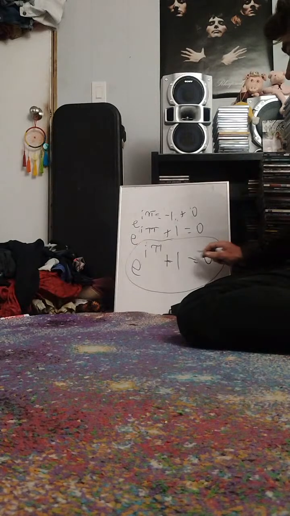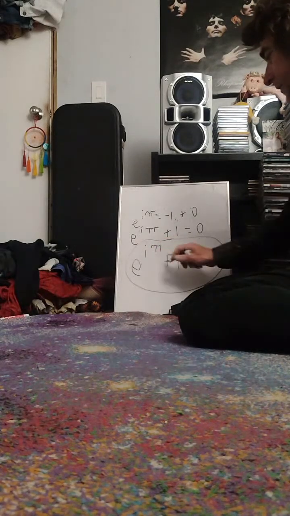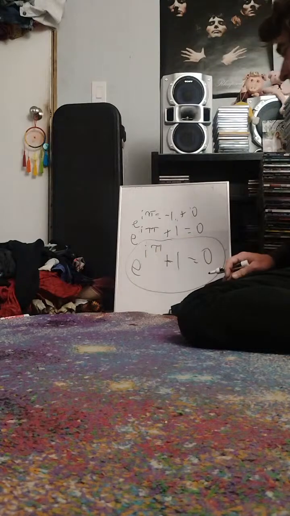It's got 0, it's got 1, it's got I, pi, e, it's got addition, it's got multiplication, it's got exponentiation.